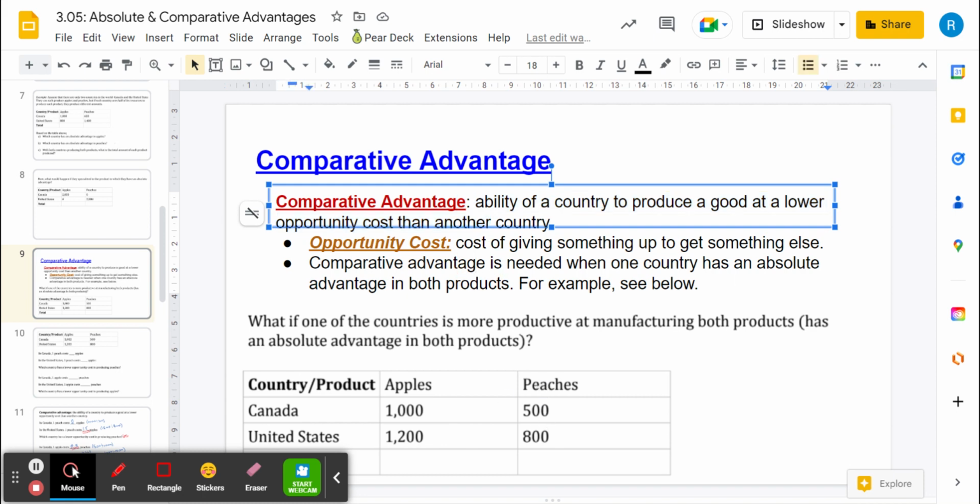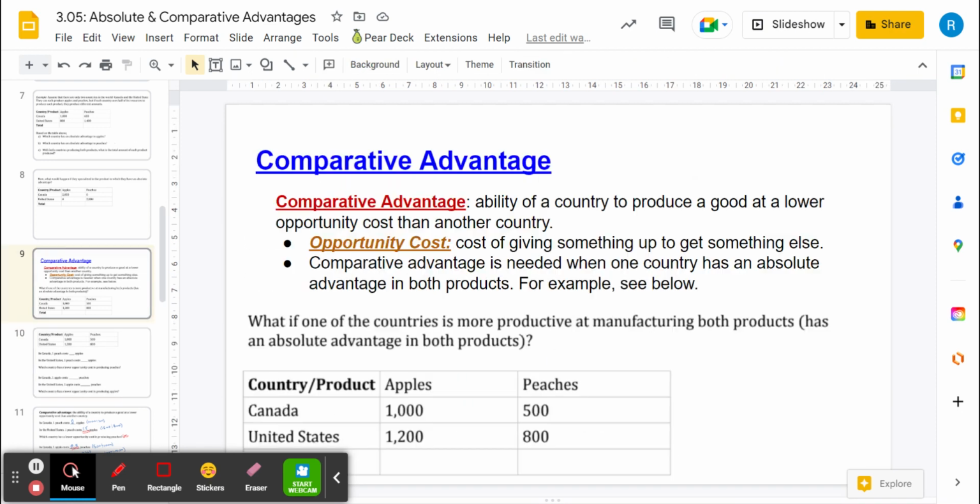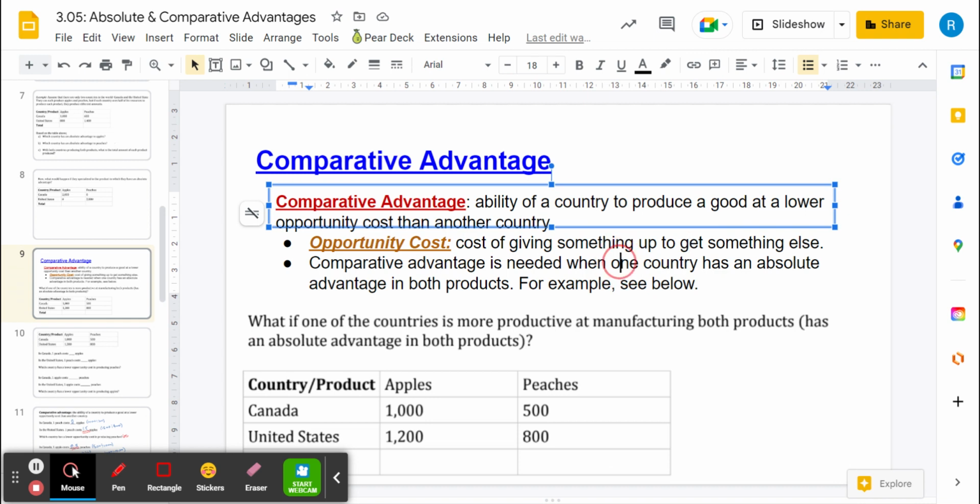We calculate that by finding the opportunity cost of each country making each good. So I'll give you a bunch of examples and you'll try a bunch. This is really the bulk of the practice for today. Opportunity cost is the cost of giving up something to get something else. You might have heard this term before in other economics courses. It's the cost of doing something in terms of what else you could have done instead, if that makes sense.